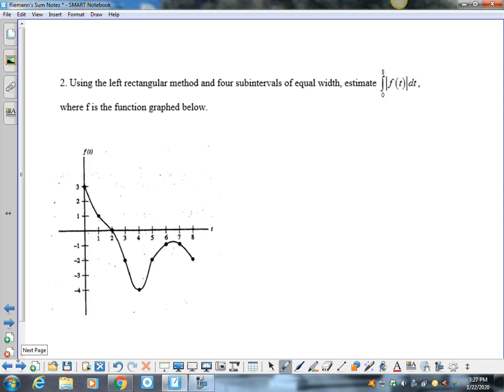So number 2, we're going to use a left-hand rectangular method, 4 subintervals. We're going from 0 to 8, but please notice that that f of t has absolute value bars around it, which means that any area that dips below the x-axis that would normally be negative is going to become positive. And then just for future reference, if you do have any area that dips below the x-axis, it is in fact negative. So my interval's from 0 to 8, and I'm doing 4 subintervals, so 2 is my width.